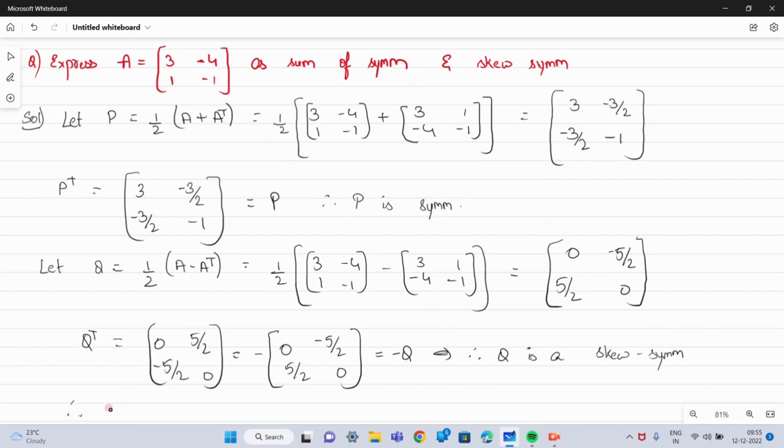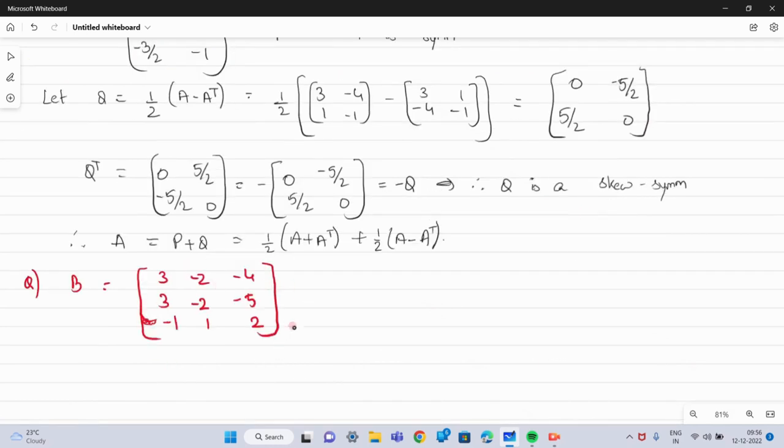Therefore, we can write matrix A as P plus Q, which is nothing but half of (A plus A transpose) plus half of (A minus A transpose). Express this matrix as a sum of symmetric and skew-symmetric matrices. Solve this question by taking an example like the above question. Okay, try to solve this.